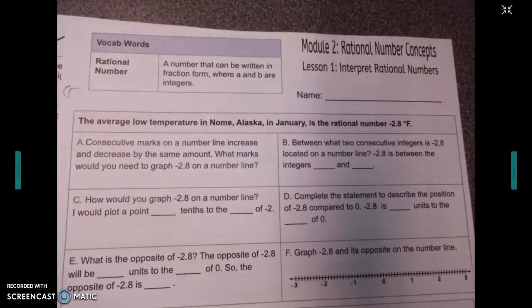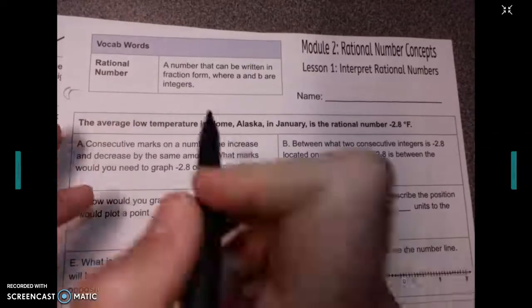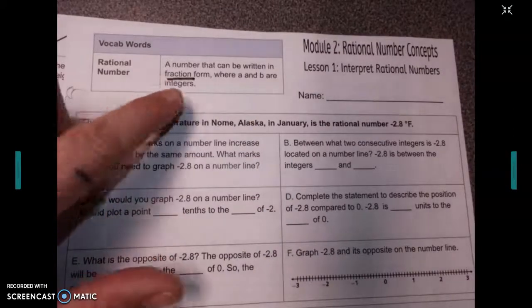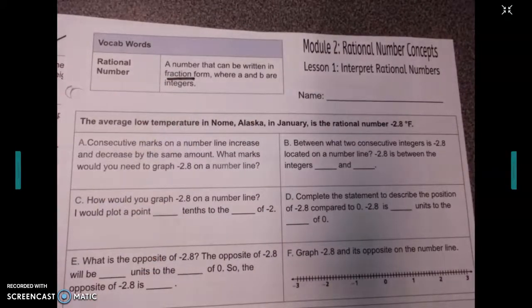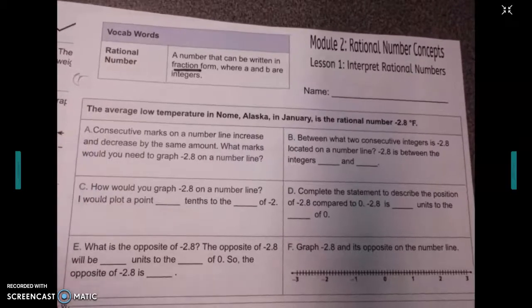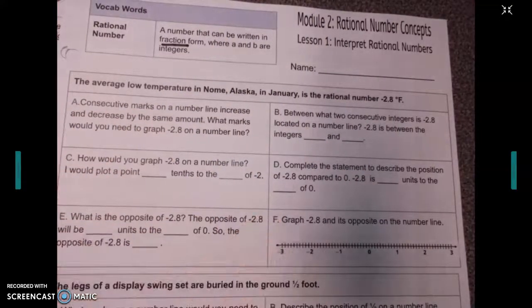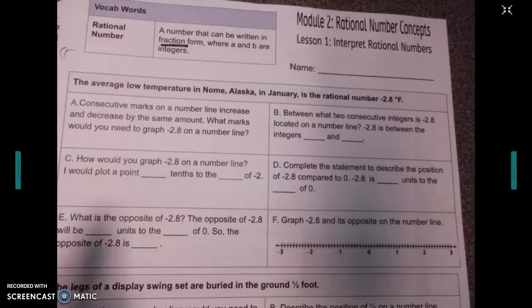So a rational number is a number that can be written in fraction form a/b, where a and b are integers. And remember, from last chapter, we talked about integers. There are positive numbers and their opposites, so all of our numbers in there. We're going to start right up here at the top. Our first problem is right here. We have A, B, C, D, E, and F, so we have a lot to break down on this problem.